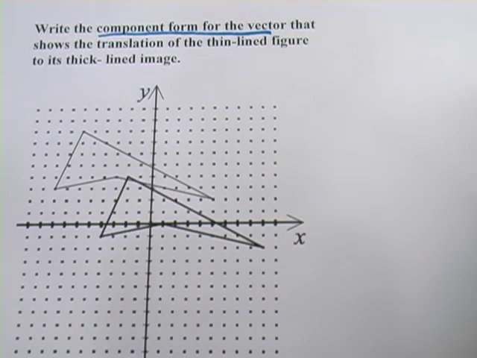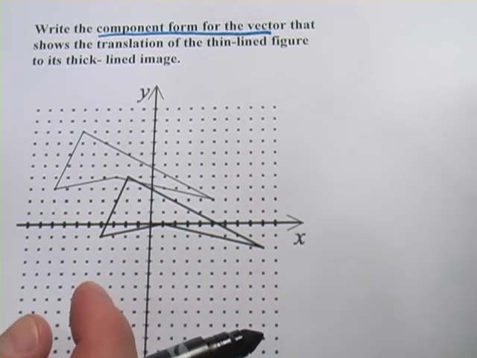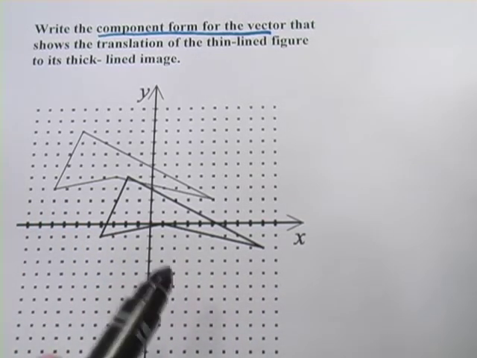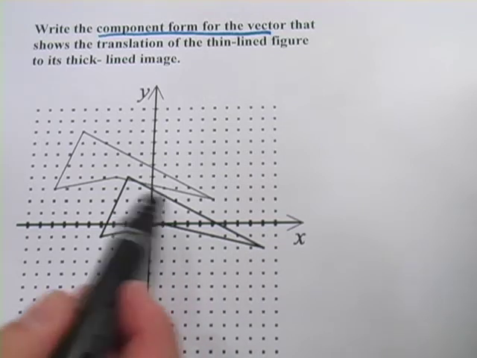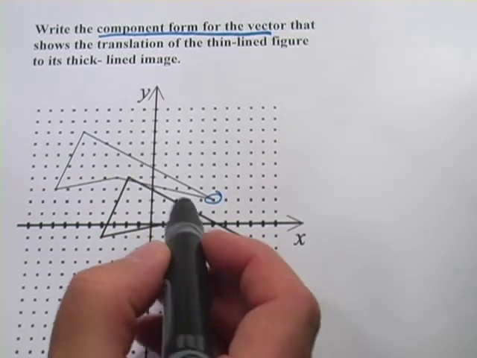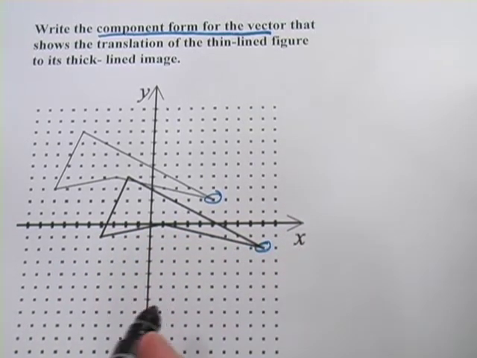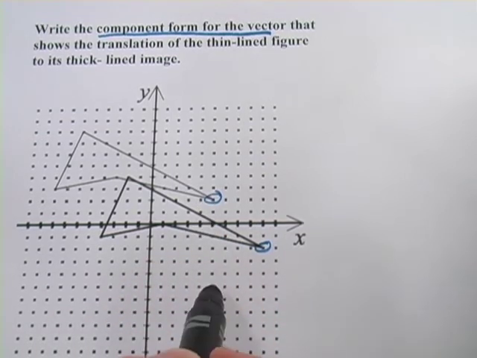So how do we figure out how many spaces it's moving to the right and how many spaces it's moving down? Well, my suggestion would be to just pick one point and find the corresponding point on the original figure in the image. I'm going to pick this point right here. Actually, I'm not even going to figure out what the coordinates are. Here's the corresponding point. What I'm going to figure out is what they differ by.